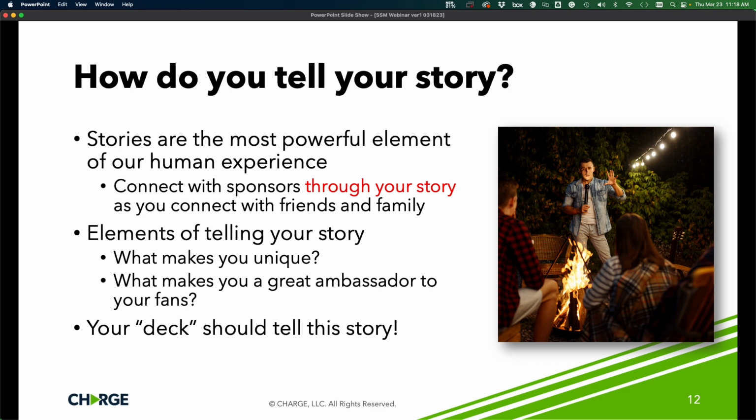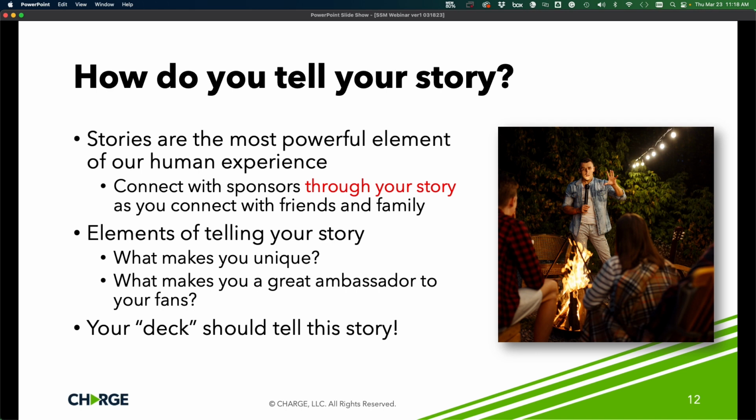Now, when we come to the part about telling your story, let's keep in mind that not only as marketers, but as humans, stories are the most powerful element of the human experience. Think about how you use stories to connect with your family and your friends. You're going to use stories in the exact same way to connect with sponsors.